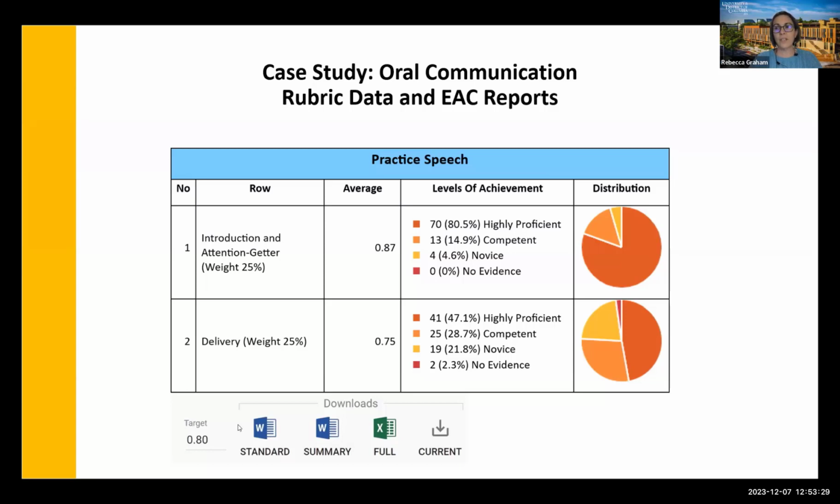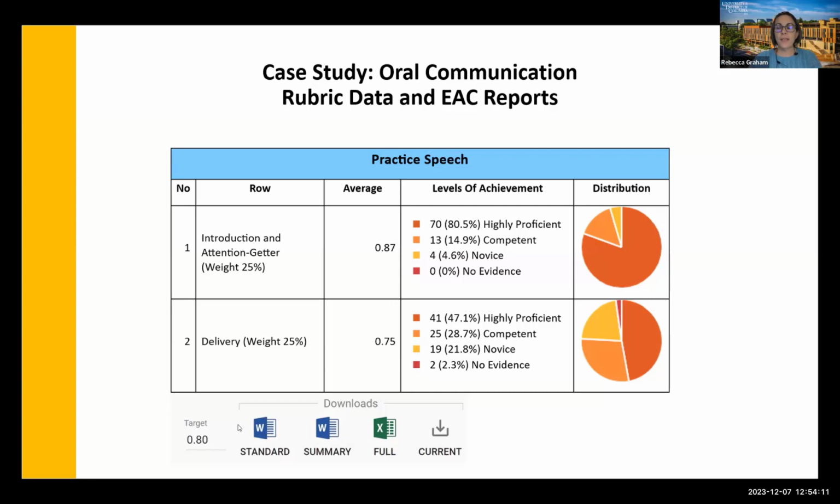Now, look at the pie chart. You'll notice that 80.5% of students scored in the highest level of the rubric. If the professor had further identified success as 80% of their students scoring within that highest level of the rubric, then they will have met that target as well. So this EAC report helps professors see where in the rubric students have succeeded across those rubric criteria. Again, this is a report that you would get if you built a rubric into Blackboard. Then you can link over to EAC to get the reports from your classes.